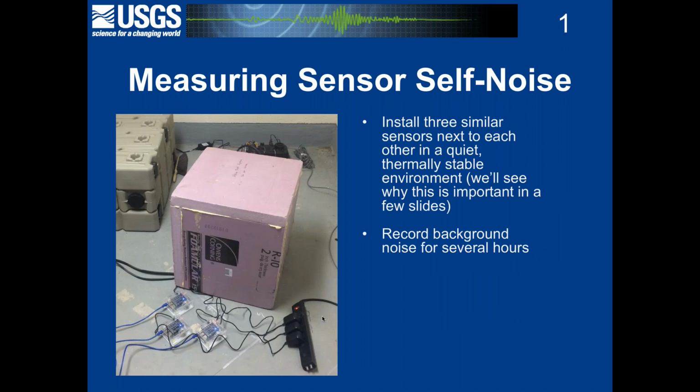So how do we actually do this test? We install 3 sensors next to each other. Here are the Raspberry Shakes in a fairly thermally stable environment. I'll show why that's important in a few slides. And then we record background noise for several hours.